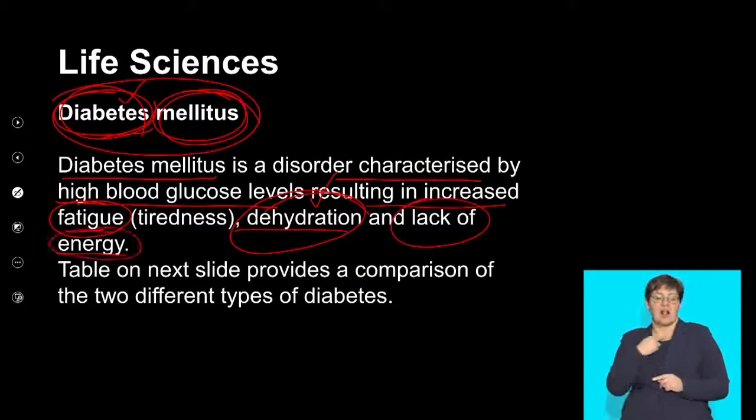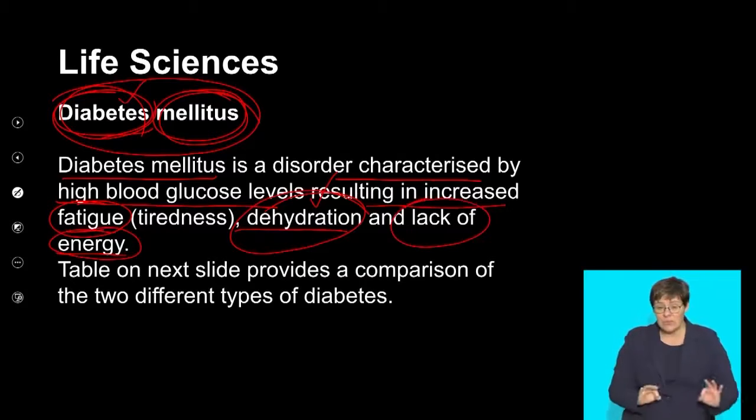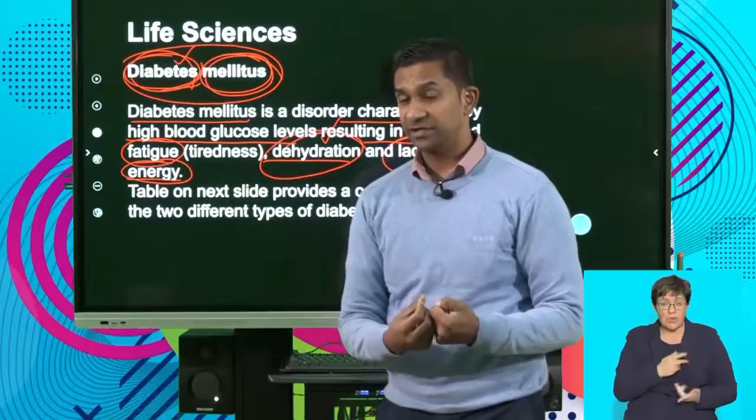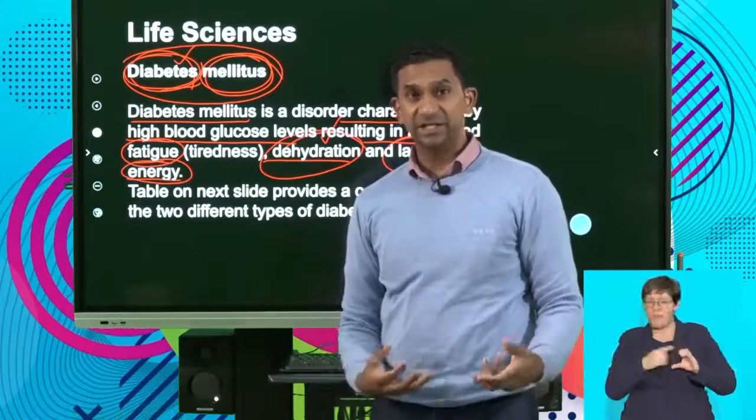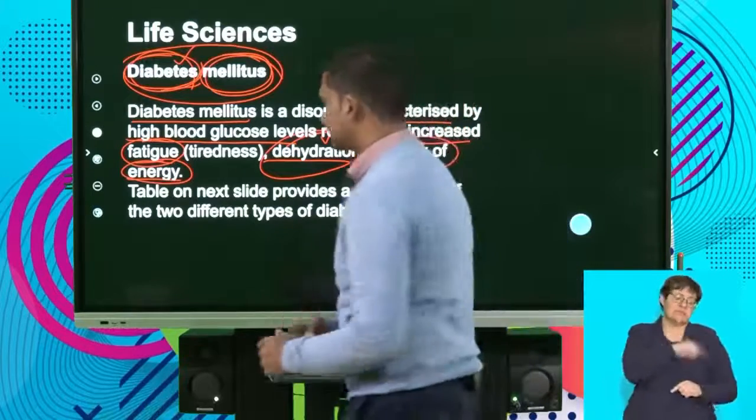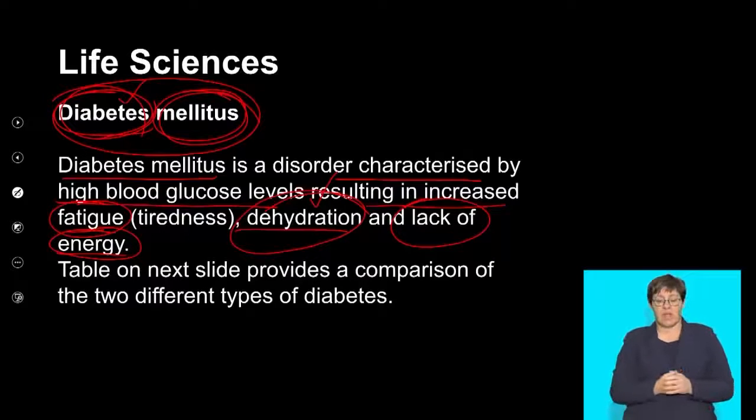As I mentioned, if you think about energy, energy comes from the glucose. If that energy is not used, if that energy is not produced by the mitochondria, individuals will lack energy and they will be fatigued. So you'll find that individuals that are diabetic show those basic symptoms.